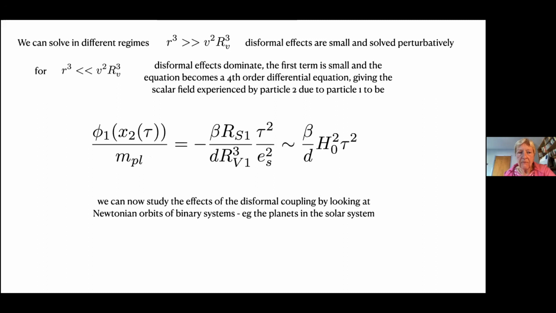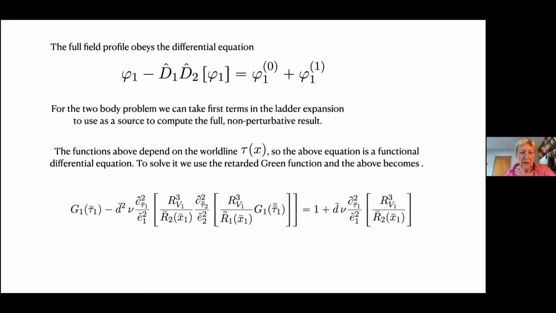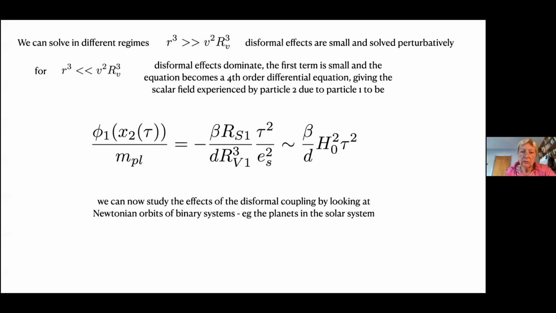In the opposite regime, the disformal effects dominate. The first term here is small. And the differential equation becomes an ODE for the field, which gives the scalar field experienced by particle two due to particle one. And here it is. So this is the Schwarzschild radius of particle one, and the coefficient comes out to be beta over disformal H squared tau squared. That's the Hubble constant.